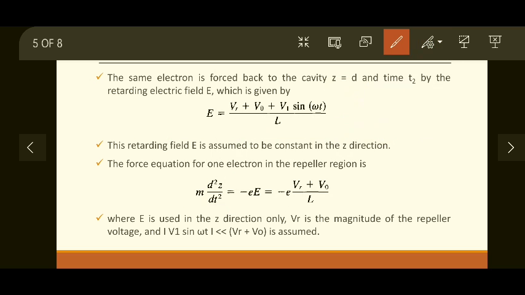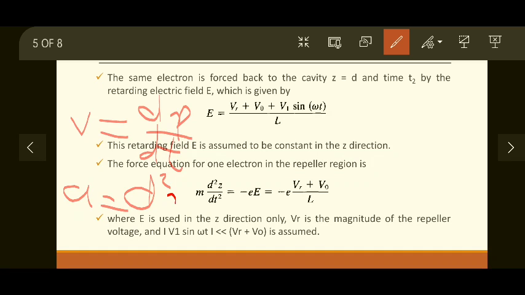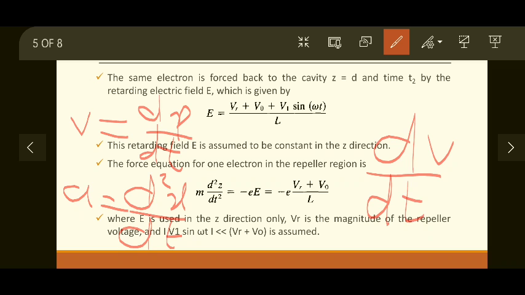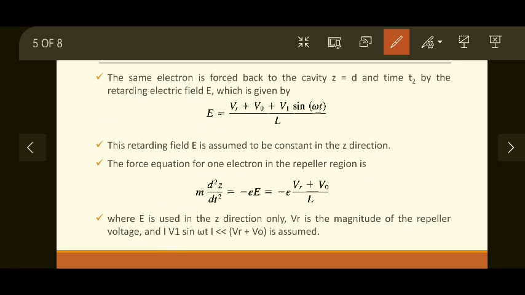Now we know that velocity is displacement upon time, and acceleration is second order displacement upon time, because acceleration is nothing but dv by dt. Okay, acceleration is nothing but dv by dt. Now what is v? Substitute v from this equation, so d2z by dt square. I hope this is clear.